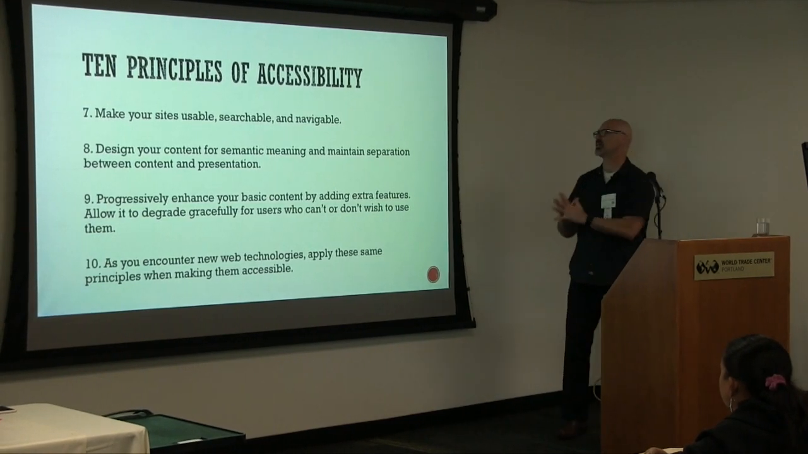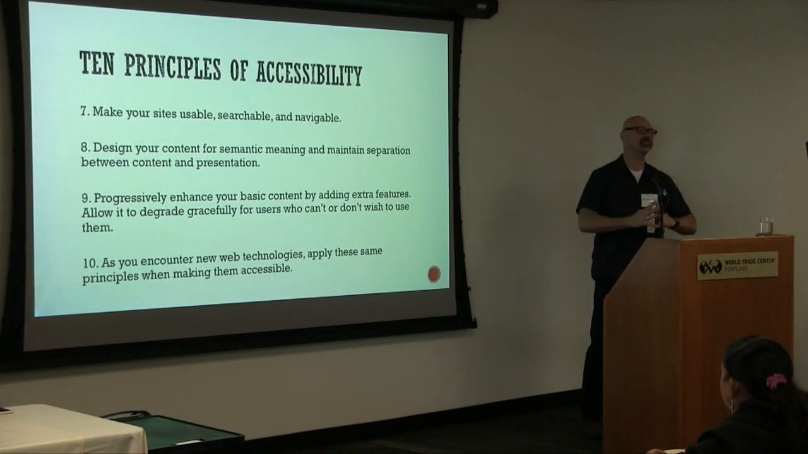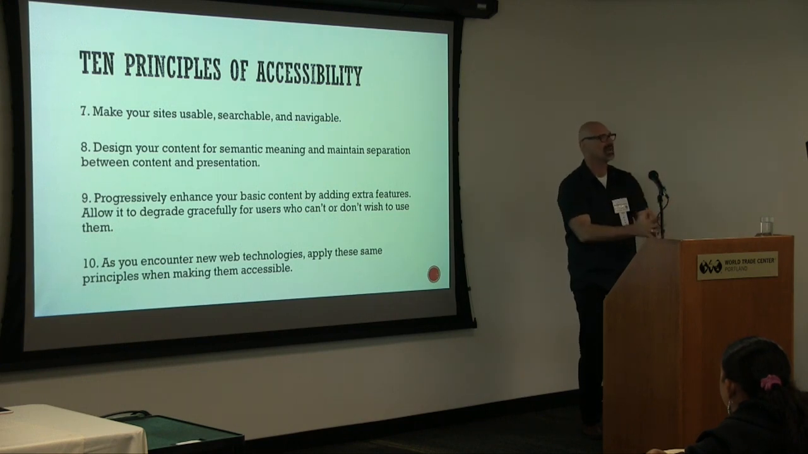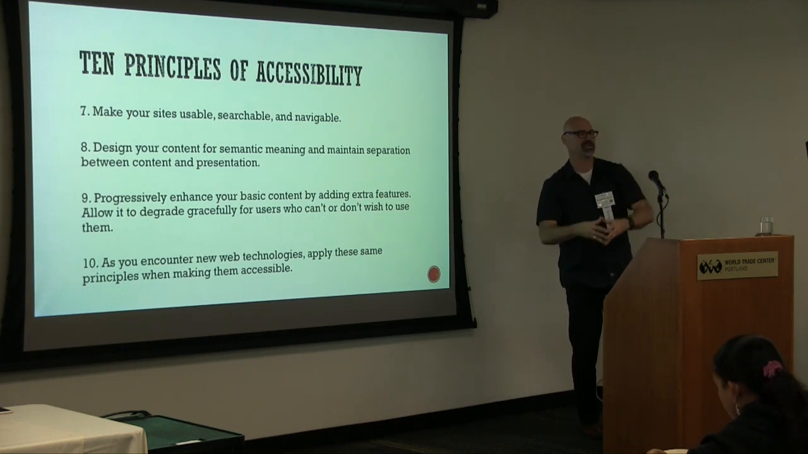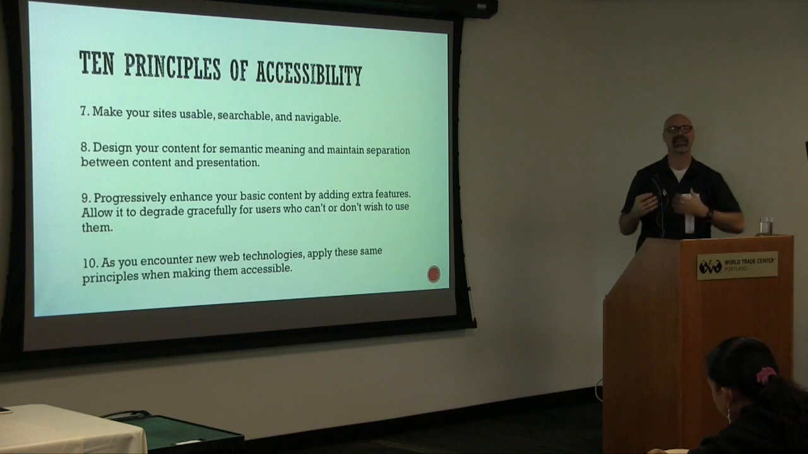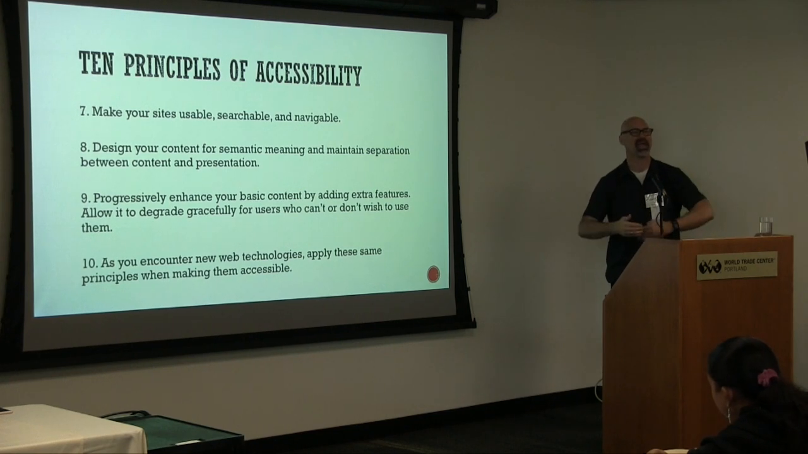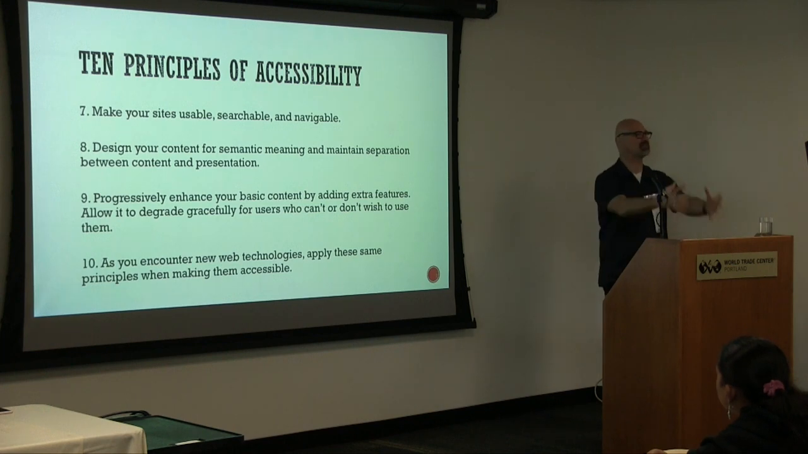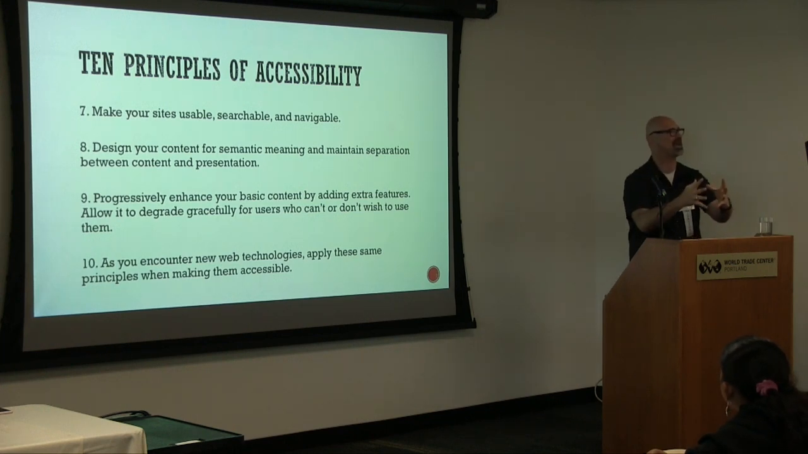Progressively enhance your basic content by adding extra features. This means do not do accessibility all in one shot. Increment it. Start slow. Do a little bit at a time. Get your users used to the idea that this is how it's going to be developed. Add things as you go. Don't try to say, we're going to shove 50 accessibility stories into a release and it's all going to go out at the same time.